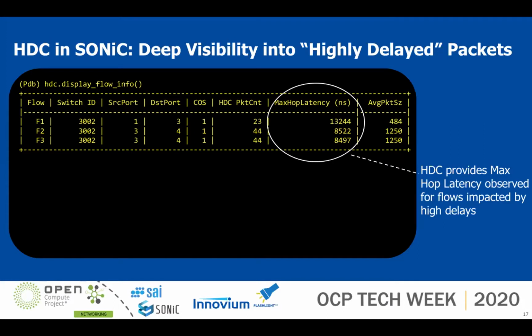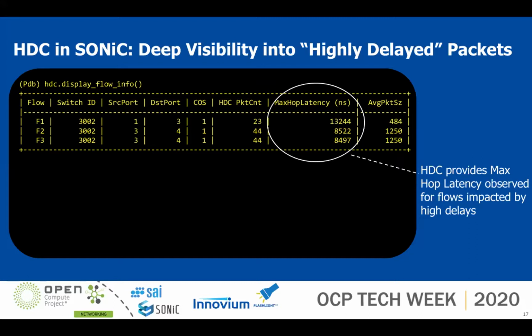Here we see that there are 3 flows that have experienced high delay, F1, F2, and F3. Flow F1 came in on port 1 of switch 3002 and exited on port 3, Q1. F1 had 23 packets that experienced high delay, and the max delay observed is 13 microseconds. In flow F1, the average packet size for affected packets was 484 bytes, and similar information is available for each flow.